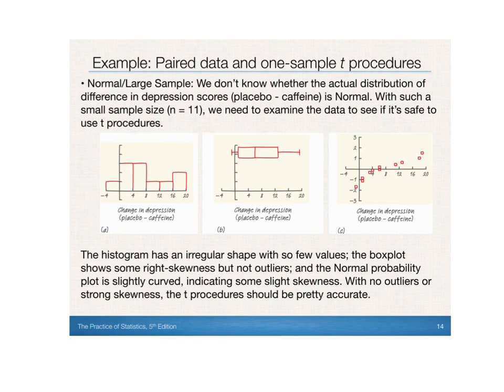The histogram is irregular shaped with a few values. The box plot shows some right skewness but not a lot of outliers. And the normal probability plot is slightly curved, indicating some slight skewness, but with no outliers or strong skewness, we should probably be fine to continue with pretty good accuracy. So we do.